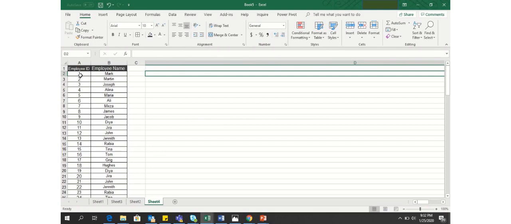Both these functions are very important, and we need to make sure that we understand and implement both of these if we are dealing with a large amount of data.